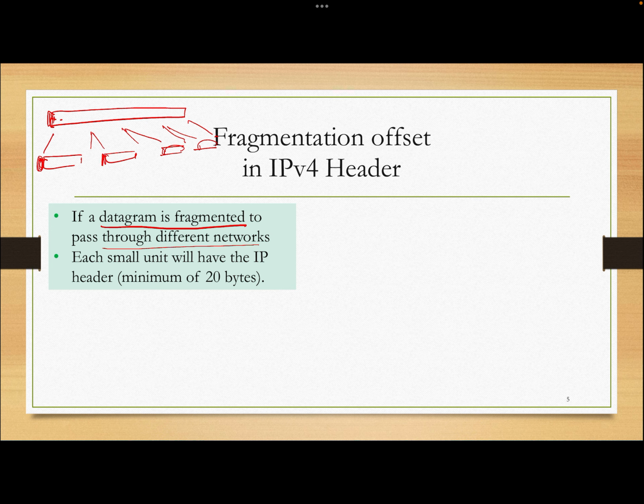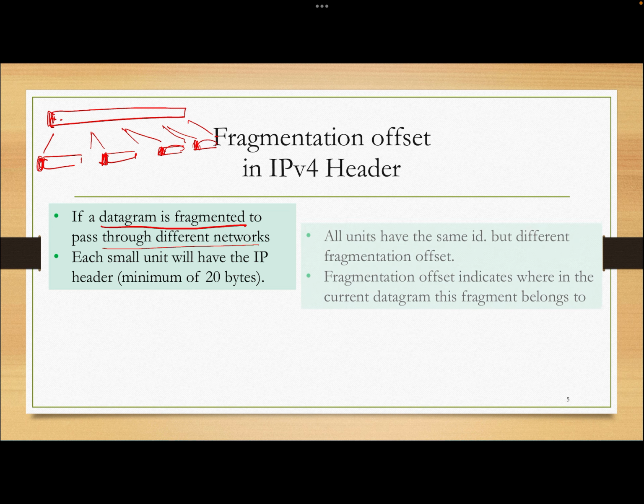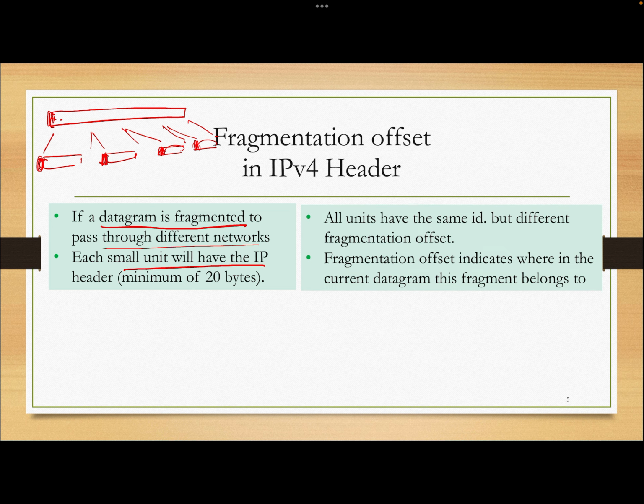The same header you have to add for every fragment. So it's a small unit, you have the IP header of minimum 20 bytes. All units will have the same ID but different fragmentation offset. We'll see an example in a little bit. And the fragmentation offset will indicate where in the current datagram it belongs.